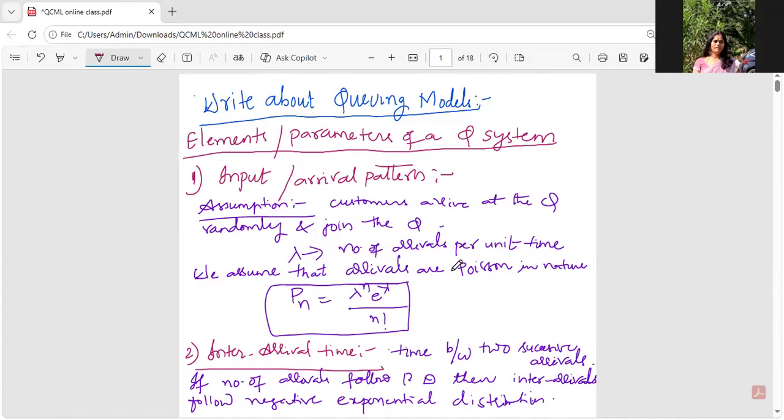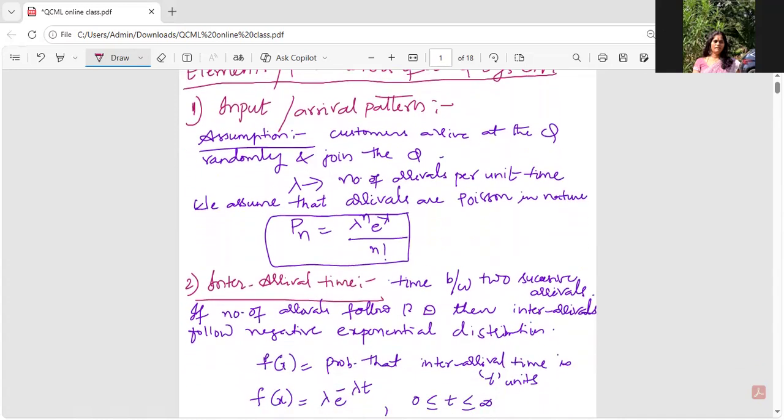Now, elements or parameters of a queuing system. What is the first element, as all of us know? Suppose if I'm talking about a queue, there is an arrival. People arrive, they stand in the queue, get the service done, and leave the queue. Usually that is what is supposed to happen. So input or the arrival pattern would be the first parameter.